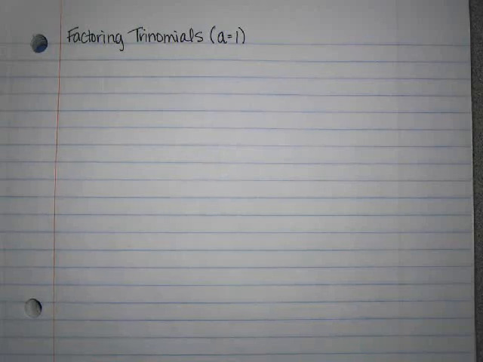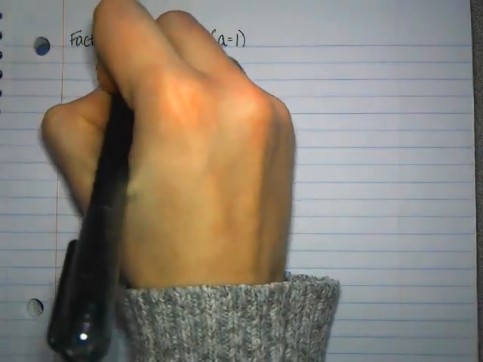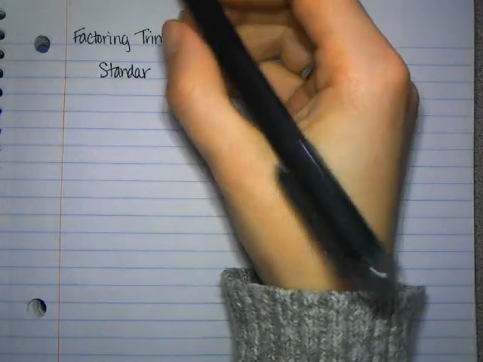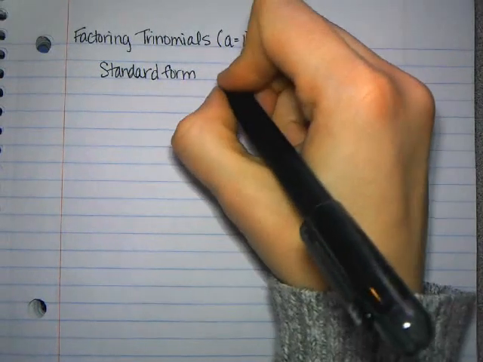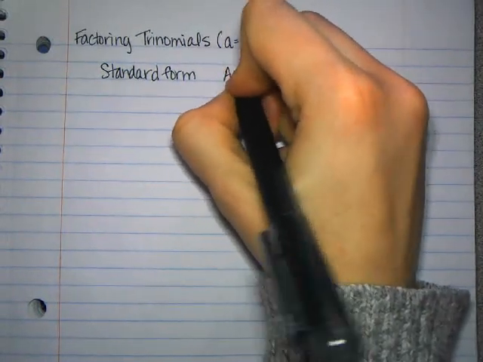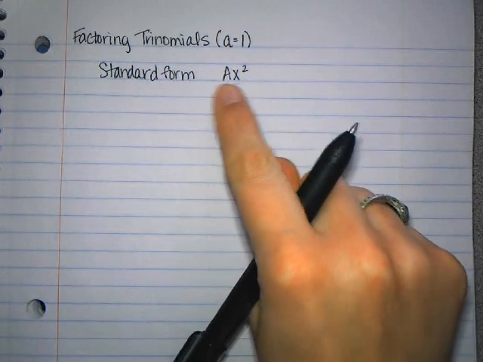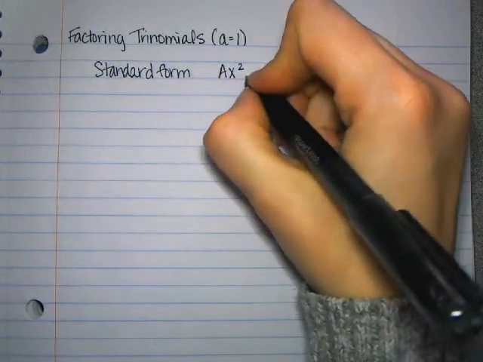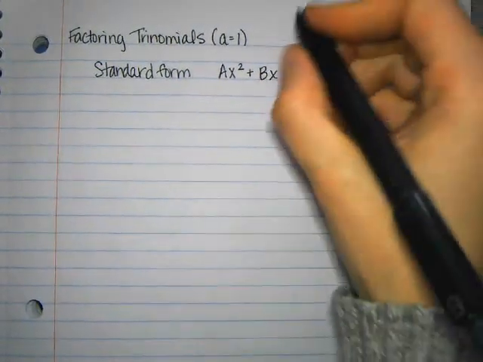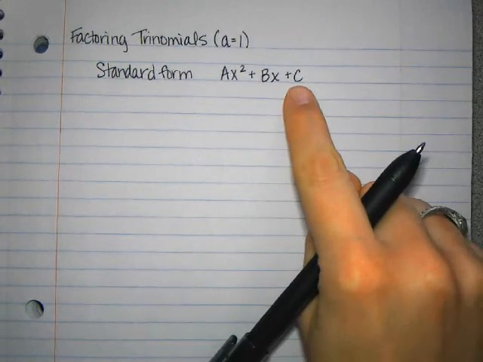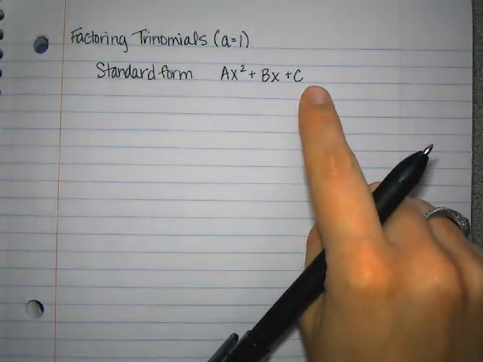Today we're going to start factoring trinomials. You've already learned how to factor out a GCF. We want to make sure that our trinomials are written in standard form and that we understand what our A, B, and C are going to be. So standard form would be AX squared. Our A is always with the x squared term, plus BX. Our B is always with the x, and our C is the constant, which is kind of easy to remember because it is C.